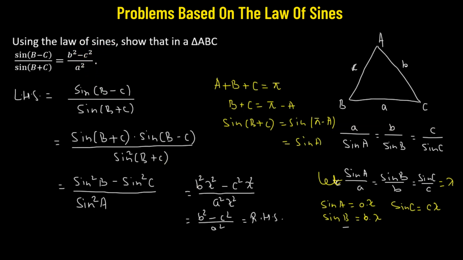Now, if we want to start from the right hand side, it is fairly easy. All you have to do is consider this ratio. If we consider that it equals some constant lambda, then a will be lambda times sine A, b will be lambda times sine B, and similarly c will be lambda times sine C. You can substitute these values back into (b squared minus c squared) over a squared and do some algebraic manipulation, and that is going to give you the expression on the left hand side.